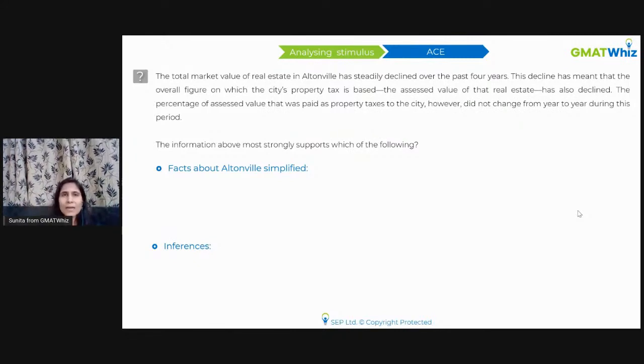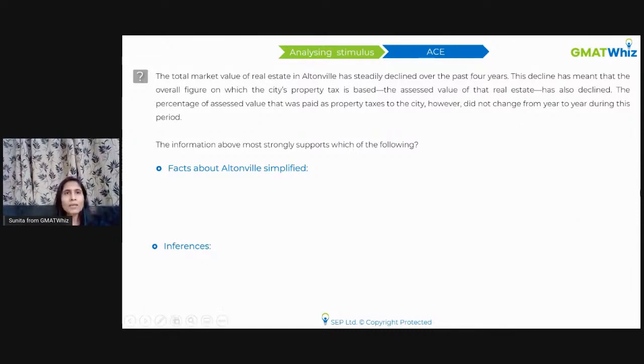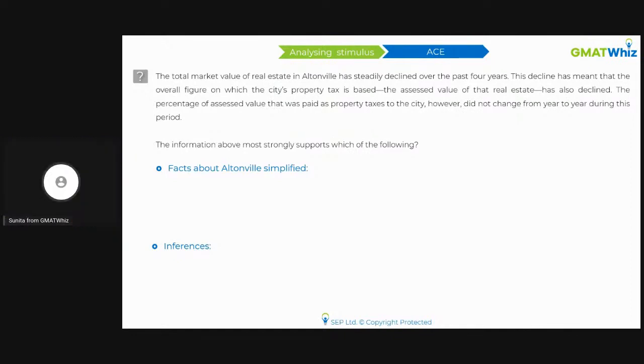Just pay attention. So I start reading. I say, okay, the total market value of real estate. So I tell myself we are talking about the market value of property in Altonville, which has steadily declined over the past few years. So I'm talking about the last 4 years. And when the words steadily declined are given to me, I know that since the last 4 years, the value has been going down. Okay, steadily. Market value. All right.